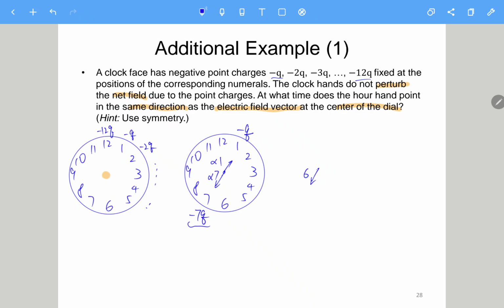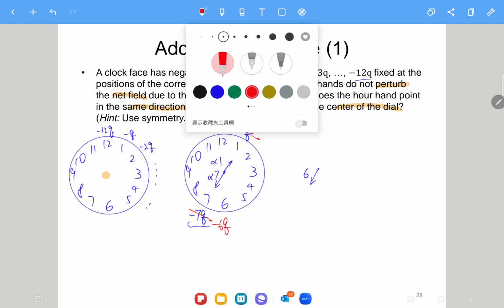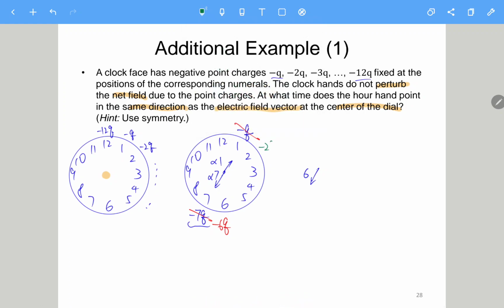6, or you can regard it as we cancel the charge, negative Q and negative 7Q, to be negative 6Q, like this. Okay, and this kind of cancellation can be repeated, like if we have this negative 2Q and this negative 8Q, we can also do the cancellation. We cancel this negative 2Q with this negative 8Q to be negative 6Q, also negative 6Q.